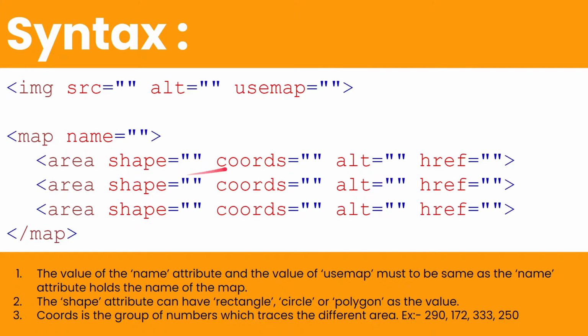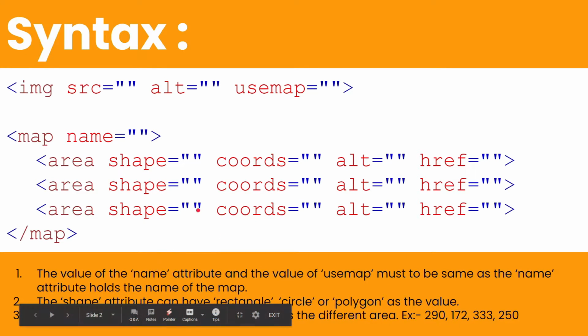Now let's go to coords. Coords we can call coordinates. Coordinates are just a group of numbers which look randomly generated. Actually, you don't need to worry about coords, because they are so complex to understand, yet we can do it easily with the help of a website. So don't worry about coords here.